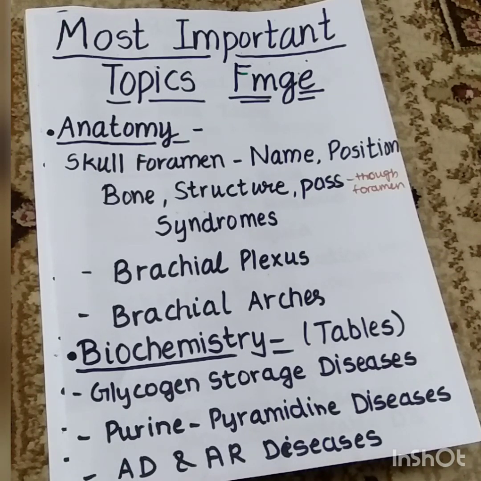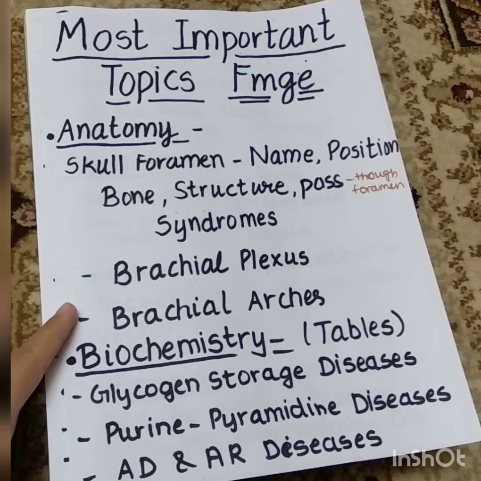Today I am sharing the most important topics for FMGE. First subject is anatomy. An important topic in anatomy is skull foramen: its name, position, bone, structure and related syndromes. Next is brachial plexus and brachial arcs.